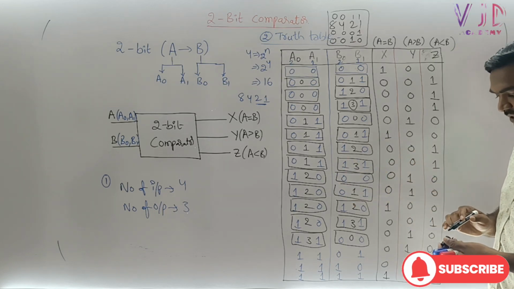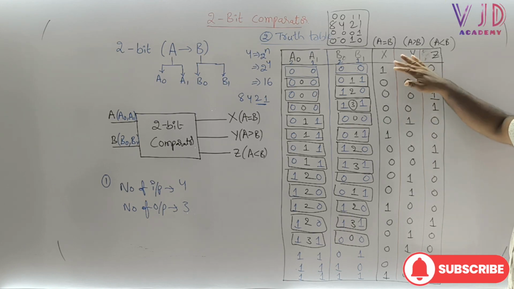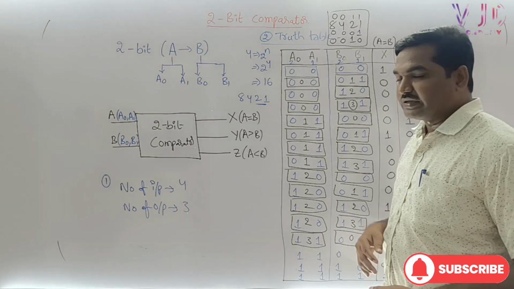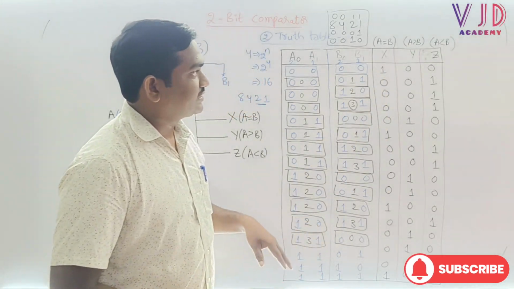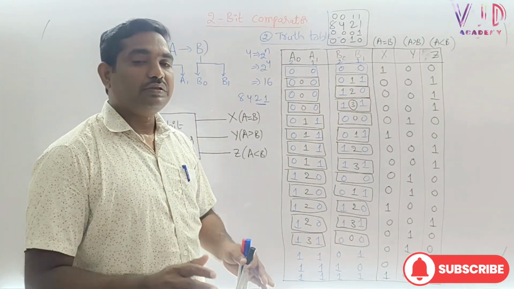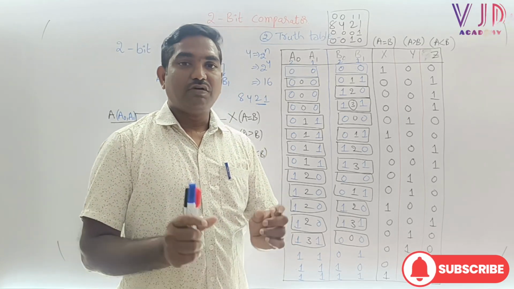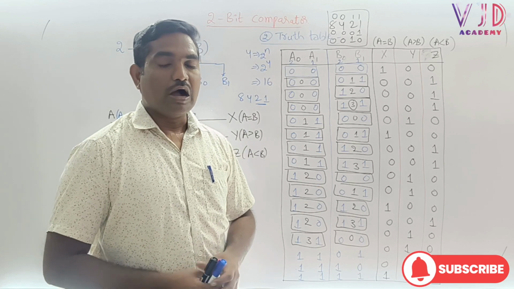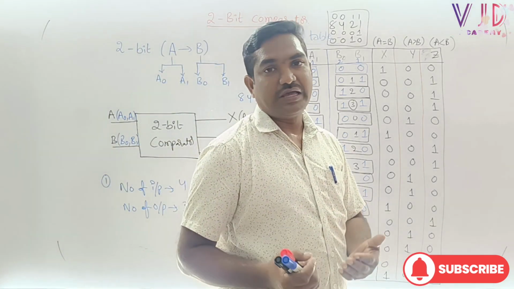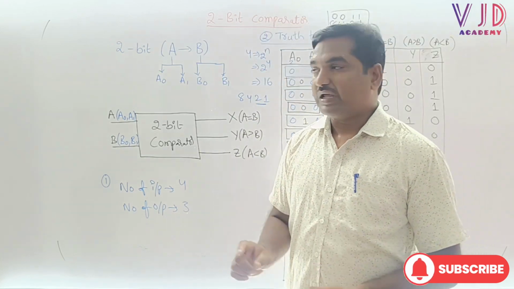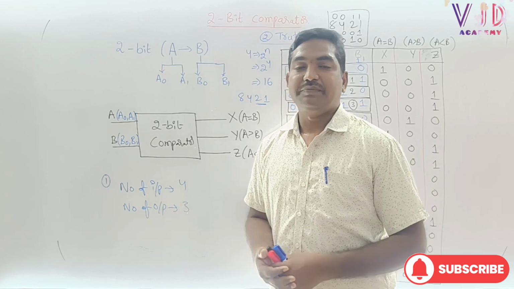Now, sir, the very, very important thing is this one, 1, 0, 0, 0, 0, 1. There are 16 combinations, with A equal to B conditions, A greater than B conditions, and A less than B conditions. Now the question is, how many A equal to B conditions, how many A greater than B conditions, and how many A less than B conditions are there when we take a 2-bit comparator? When we take a 3-bit comparator?